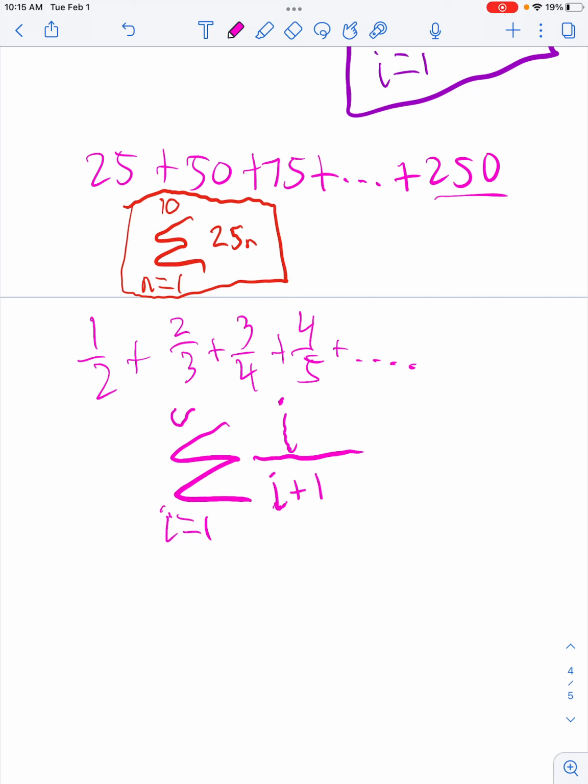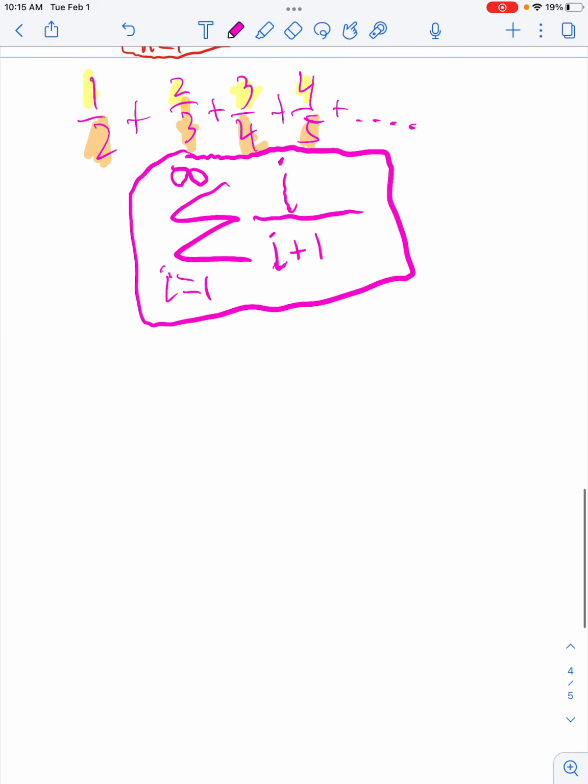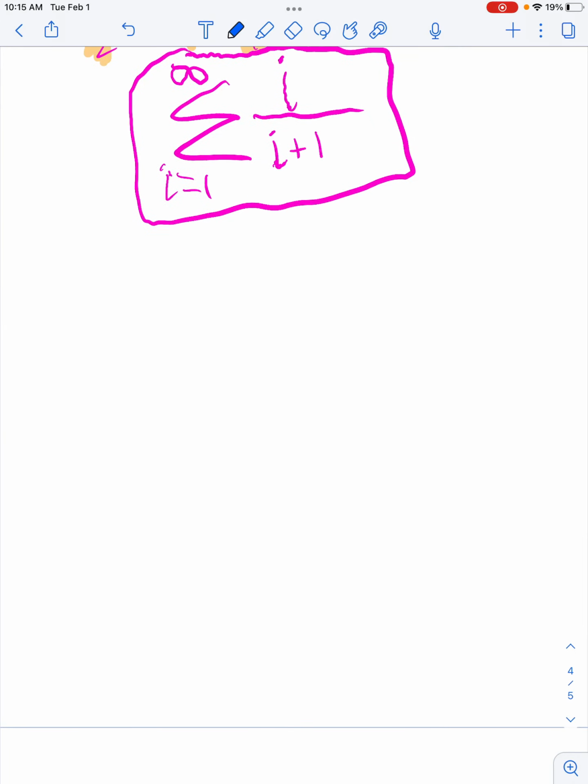So this would work, and because of these ellipses, I know that I am going to continue on forever. So if i is 1, I have 1 on top, and 1 plus 1 is 2. If i is 2, I have 2 on top, 2 plus 1 is 3. So again, you have to identify what's in your numerators, what's in your denominators, and how things are changing. It's kind of like a problem-solving idea. And the last thing that goes into sums in series, or sequences in series, is finding the sum of a series.